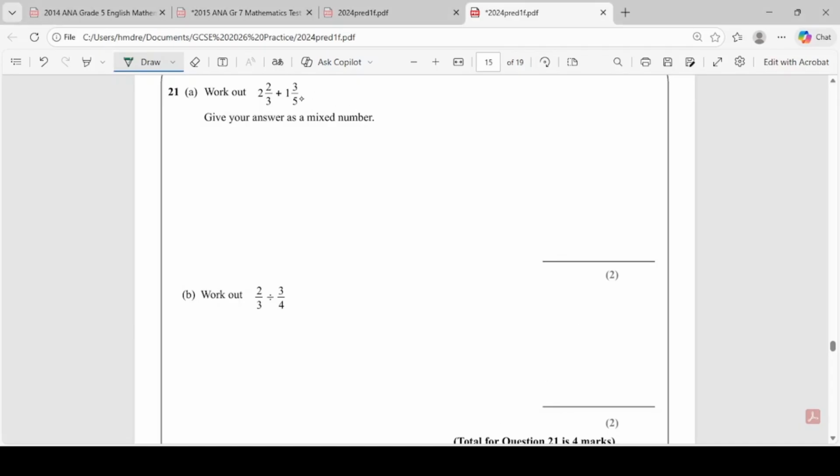Question 21 is a fractions question. So they want us to work out 2 2/3 and 1 3/5 and give our answer as a mixed number. So when you're working with fractions like this, the first step is always we're going to convert to improper fractions.